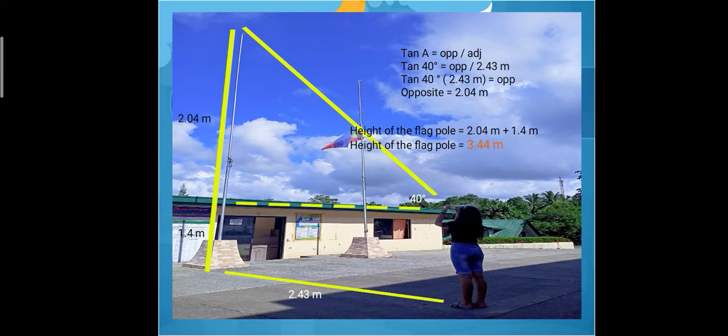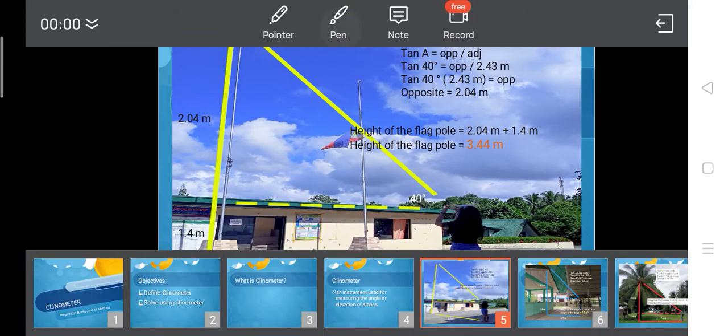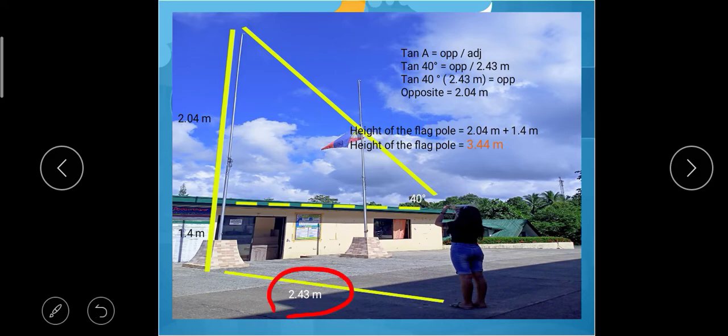Now, here's an example. First, let's say using clinometer, we get the angle of elevation from the eye of the person to the top of the pole. Now we get 40 degrees. Now from the pole to the person's location, it measures 2.43 meters. Now from the eye of the person to the ground, it measures 1.4 meters.